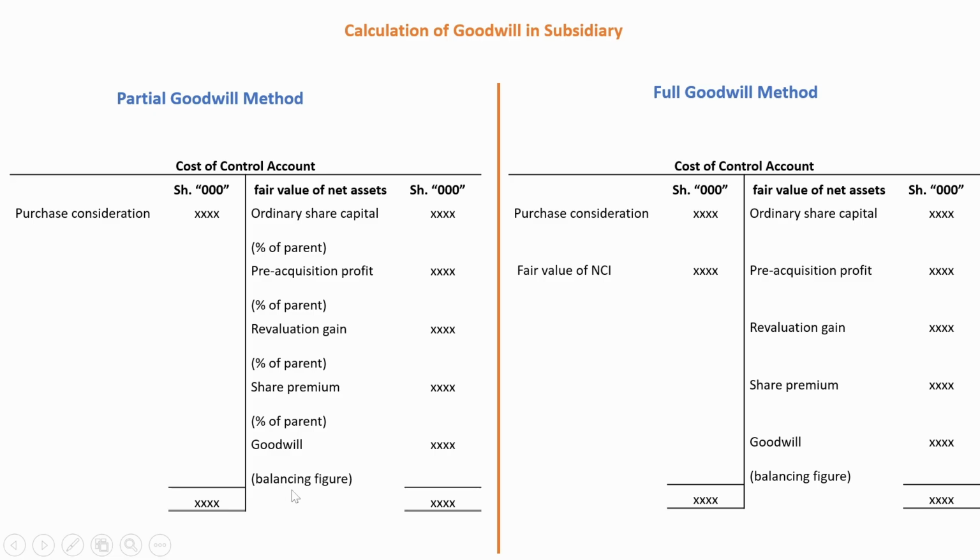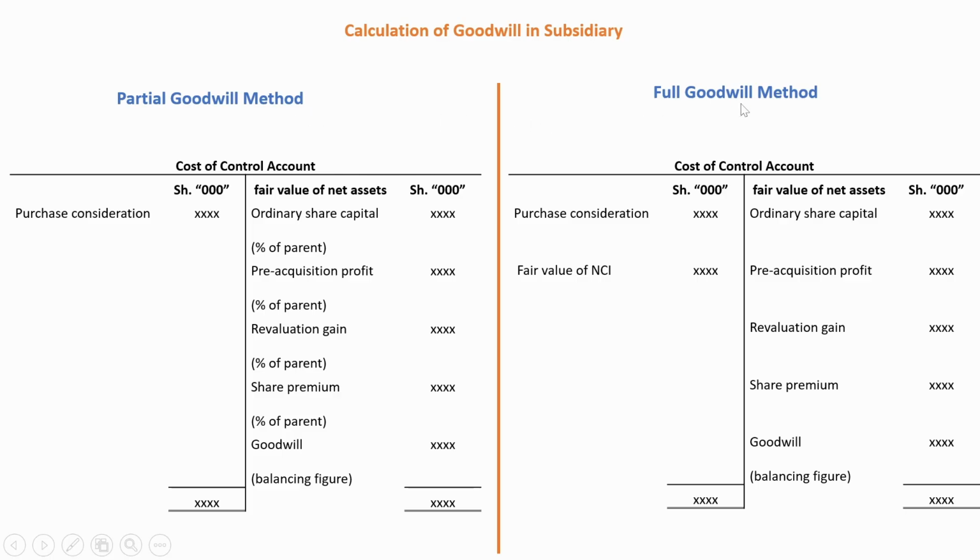So goodwill will be the balancing figure of this account. And when it is on this side, it means it is a positive goodwill, which is a non-current asset, an intangible asset. It means purchase consideration is higher than the fair value of net assets acquired. So that is the format we use under the partial goodwill method.